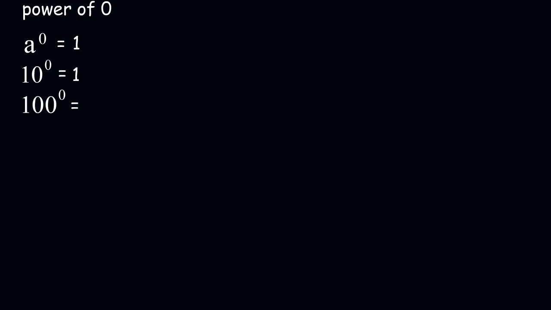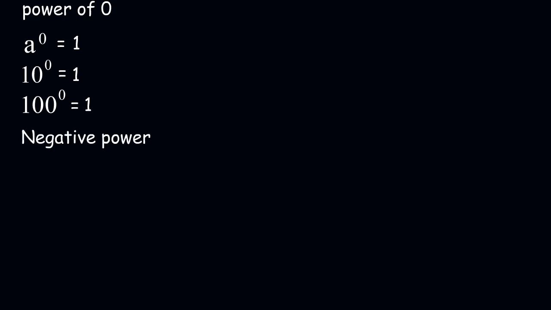The next law is the power of 0. This law states that any non-zero number raised to the power of 0 is equal to 1. A raised to the power of 0 will be equal to 1. 10 raised to the power of 0 will be equal to 1. 100 raised to the power of 0 will be equal to 1. As long as the number is not 0 and it is raised to the power of 0, the value will be equal to 1. The next law is for negative power.